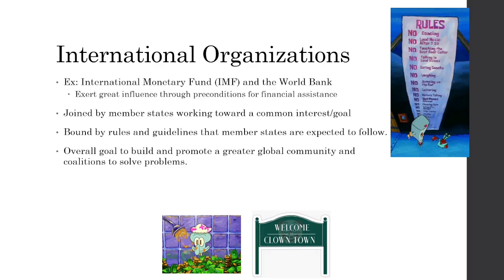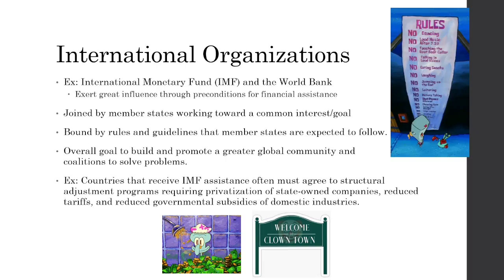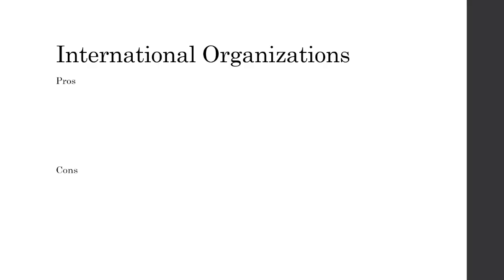The overall goal of these international organizations, the common goal across all of them, is to build and promote a greater global community, kind of like having neighbors, and solve various problems. For a broad example, countries that receive IMF assistance must agree to structural adjustment programs. These programs require privatization of state-owned companies, so an economic liberalization policy, reduced tariffs, and reduced government subsidies of domestic industries.